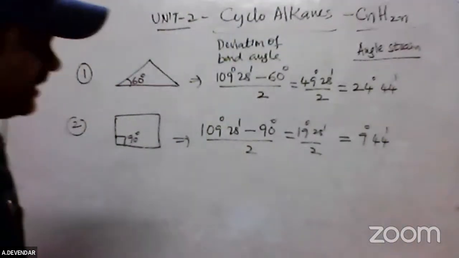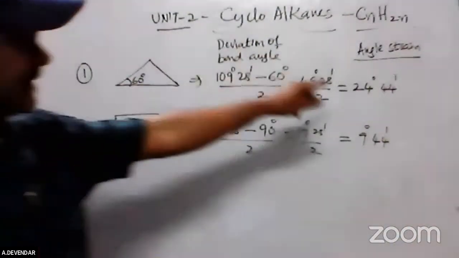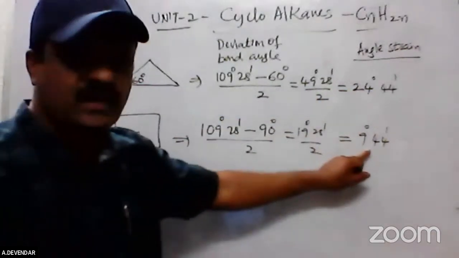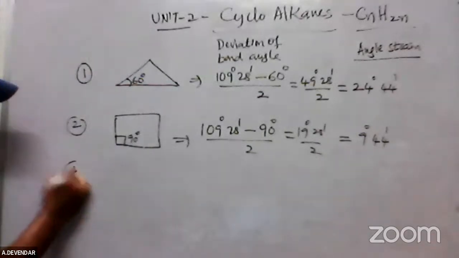Cyclopropane has the maximum angle strain, 24 degrees 44 minutes. Cyclobutane is 9 degrees 44 minutes. Let us see the third one, cyclopentane.